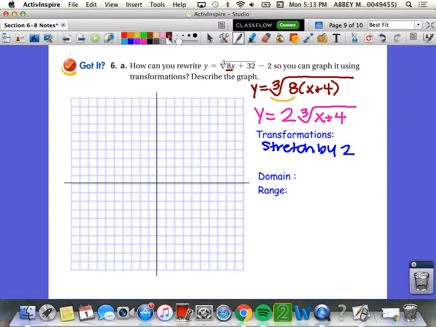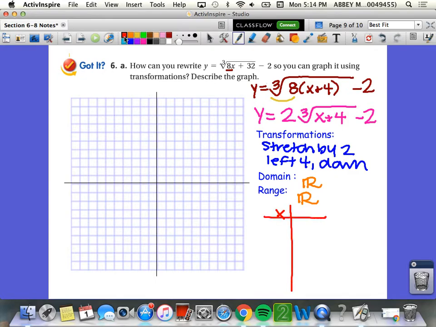Ooh, I completely forgot that there was a -2 on the back end there. So we got a stretch by 2, left 4, and down 2. Domain and range for a cube root is always all real numbers. And I'm going to go ahead and start my table of values. My center cluster point would be at -4, -2.